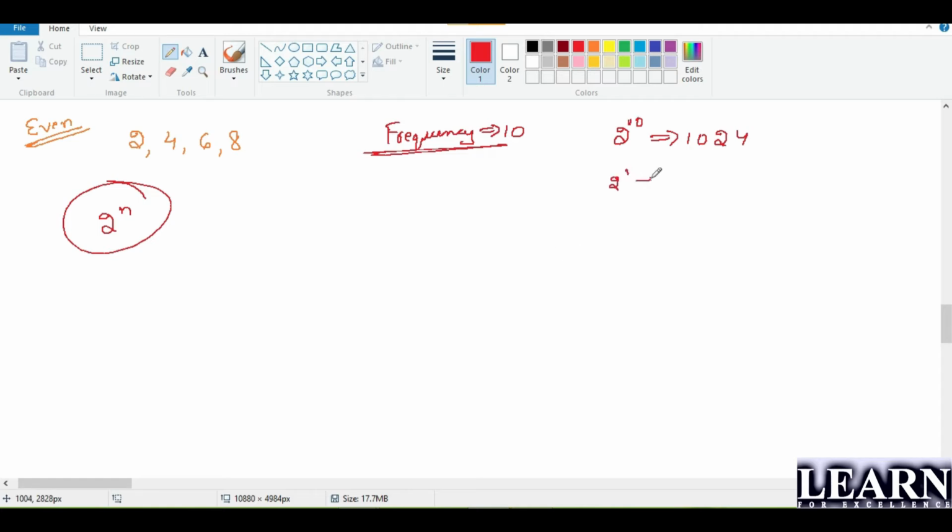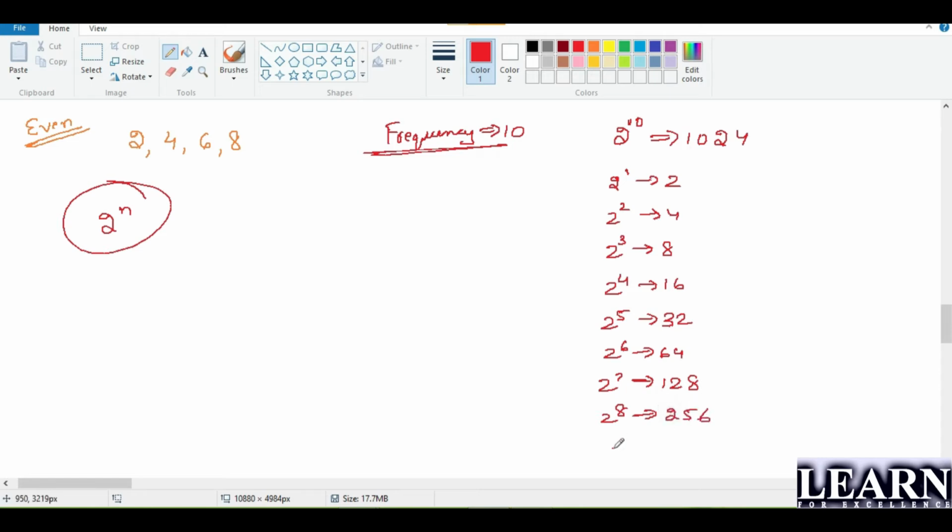2 power 1 we know is 2. 2 squared is 4. These are very simple things. 2 cubed is 8. 2 power 4 is 16. These are very easy numbers. 2 power 5 is 32. 2 power 6 is 64. 2 power 7 is 128. 2 power 8 is 256. 2 power 9 is 512. And 2 power 10 is 1024.